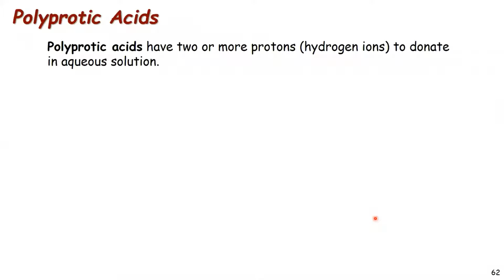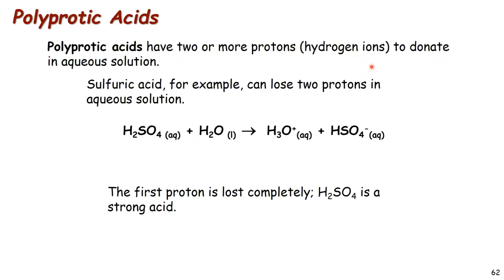Okay, next I want to talk about polyprotic acids. These are acids that have more than one acidic proton. They have more than one hydrogen ion that can come off. Okay? Sulfuric acid is an example. It's a diprotic acid. It can lose 2 protons.